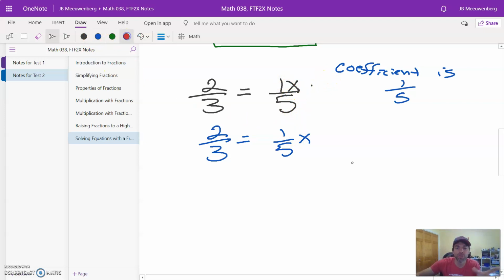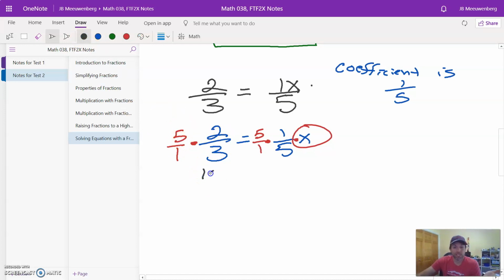So how do we get this variable here all by itself? We need to get rid of 1/5, right? Which means we multiply by its reciprocal. Multiply by 5 over 1. Multiply this side by 5 over 1. Here I'm going to write 5 over 1 because I'm multiplying it by a fraction.